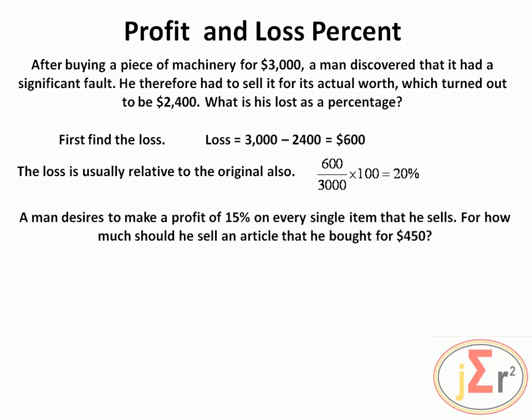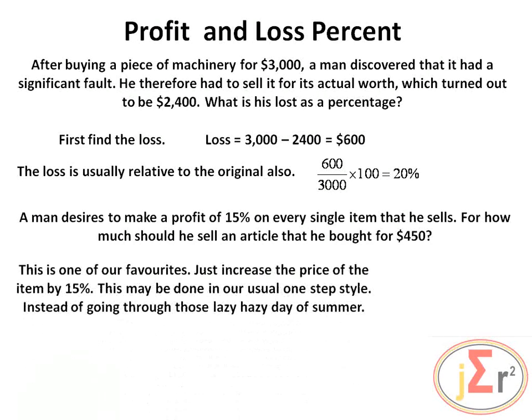A man desires to make a profit of 15% on every single item that he sells. For how much should he sell an article that he bought for $450? So you need to make a profit, and we may do that in one step. It is one of our favorites. Just increase the price of the item by 15%. This may be done in our usual one-step style. So what do we do? We take the 450, we multiply by 1.15, and that's all there is to it.